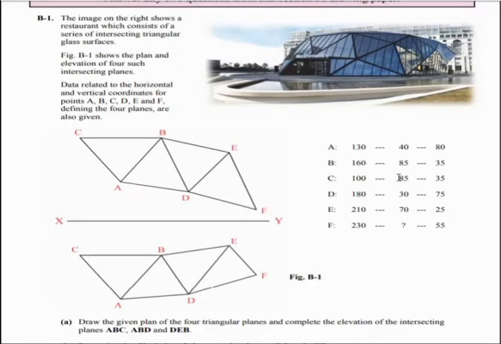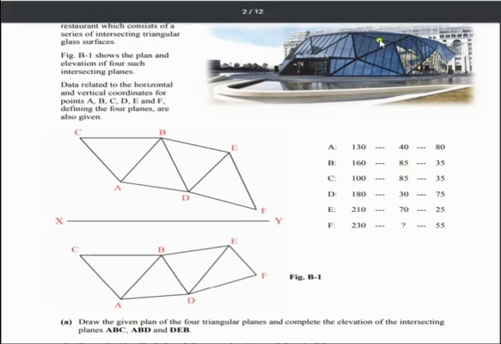This is the 2016 higher level question on intersecting planes. What we have in this question is the front of a McDonald's, and the front section of the McDonald's is made up of these triangular lamina pieces of glass. The graphic down here shows a representation of it and we're given the coordinates.